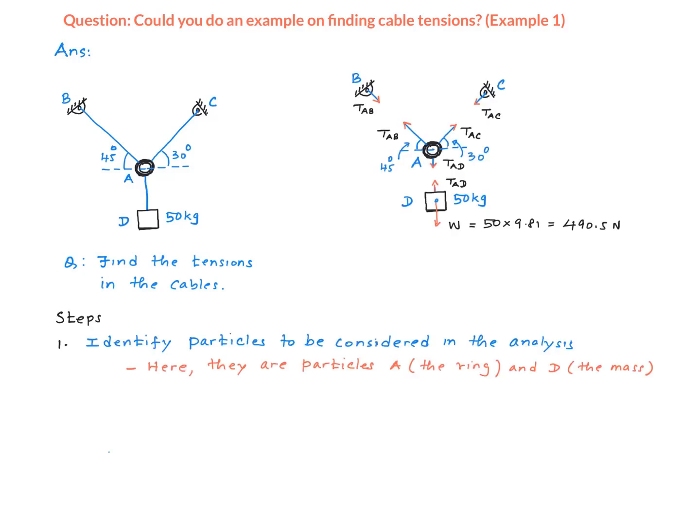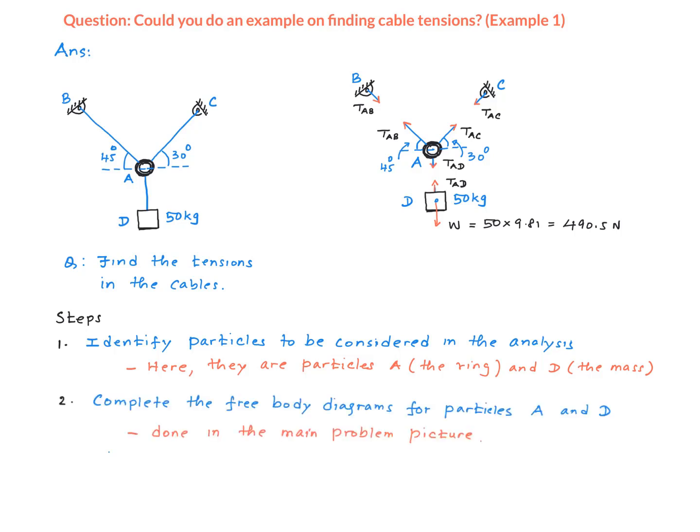So the first step is to identify particles that we would use in the analysis. Here, these will be particle A, which connects the three cables, and particle D, which is the mass of 50 kilogram. Obviously, implicit here is the assumption that the ring A and the mass D can be approximated as particles, right? Remember, particles are mathematically represented by points, so we don't consider the dimensions of the bodies.